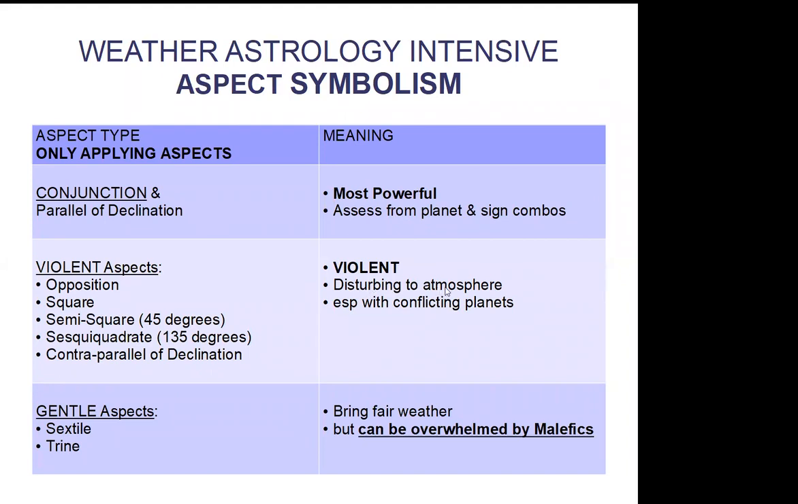They disturb the atmosphere, especially if they've got conflicting planets, like a Mars-Saturn opposition. You've got hot and cold, wet and dry, and the opposition's violent. So you're going to expect some rough weather if those planets go angular or engage angles. Gentle, we're looking at sextiles and trines. They bring fair weather. However, if you have Uranus trining Saturn, it's not going to be fair weather because those malefics are going to overwhelm the gentle aspect.